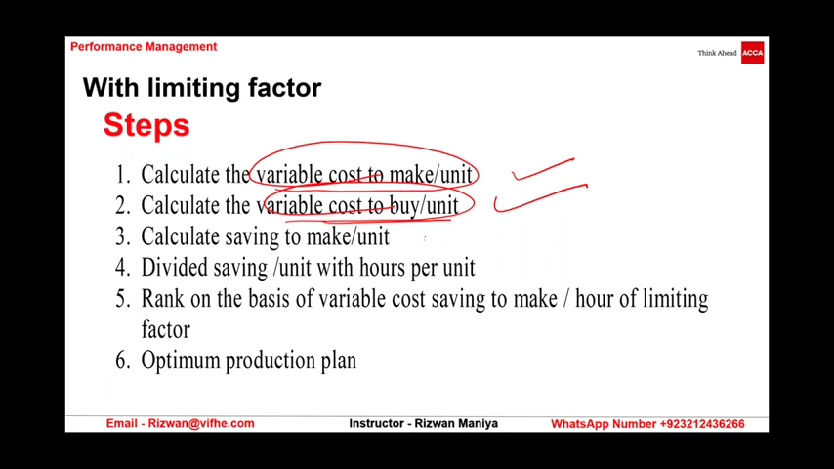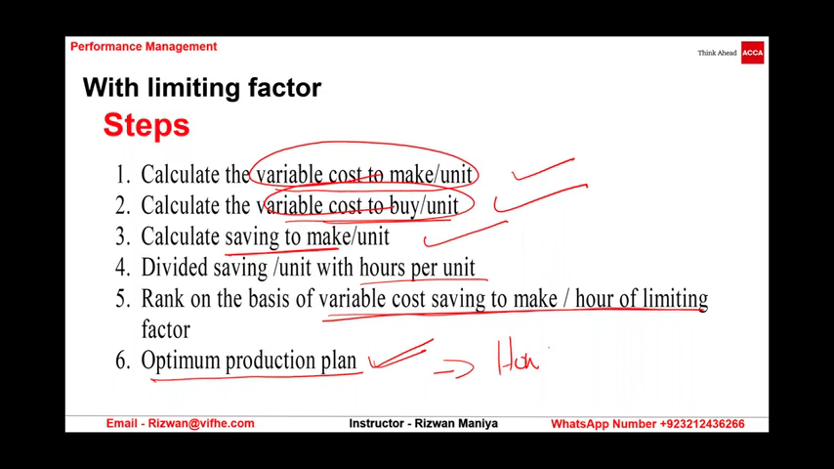Then calculate saving to make each unit, then divide saving to make each unit with hours, rank on the basis of variable cost saving to make per hour of limiting factor, and produce an optimum production plan. And this will tell you how many units you will produce in-house and how many will you buy from outside. So see, this is what is being asked in the question as well.